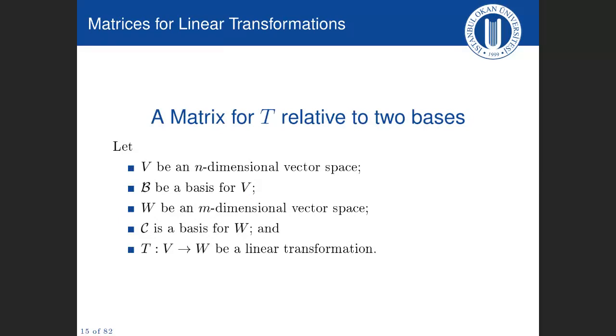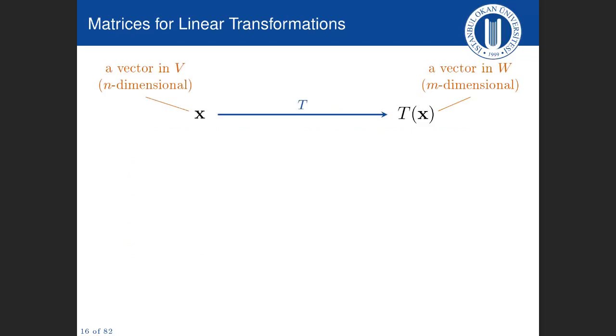Let's suppose V is an n-dimensional vector space. Let's suppose that B is a basis for V. Let's suppose W is an m-dimensional vector space, and let's suppose that C is a basis for W. We're going to suppose that T is a linear transformation which maps from V to W.